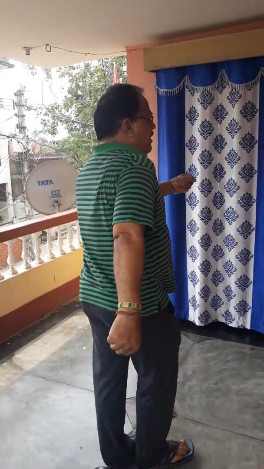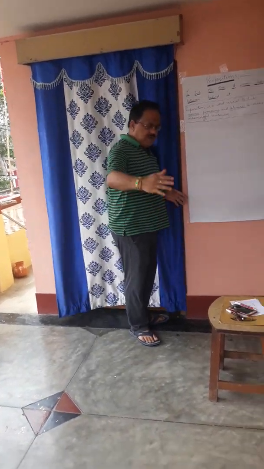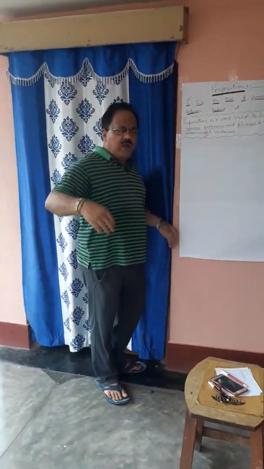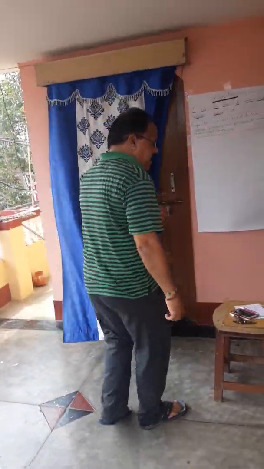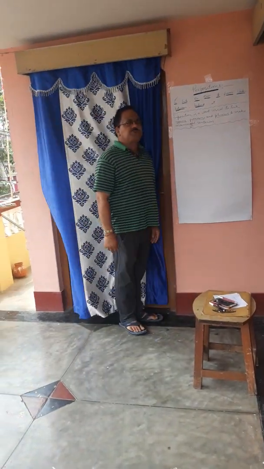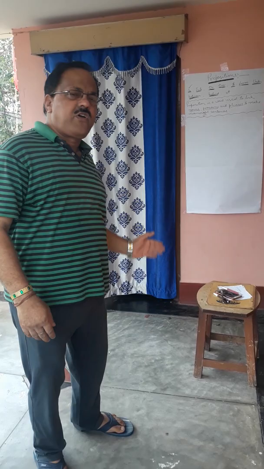Yes, see, I'm going to the door. But when I will go away from the door, I will use "I'm coming from the door." See, I'm going nearer, so "to" is used. But when I'm going away, "from" is used.